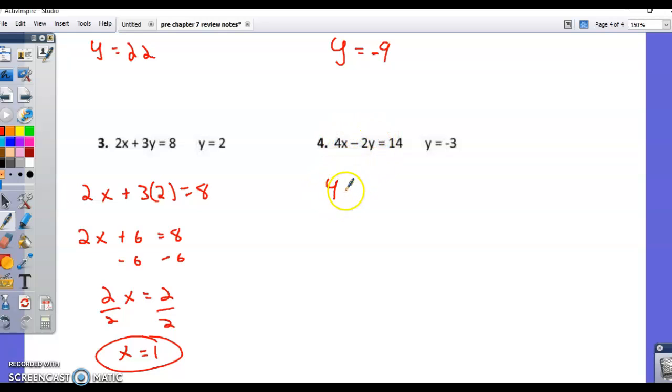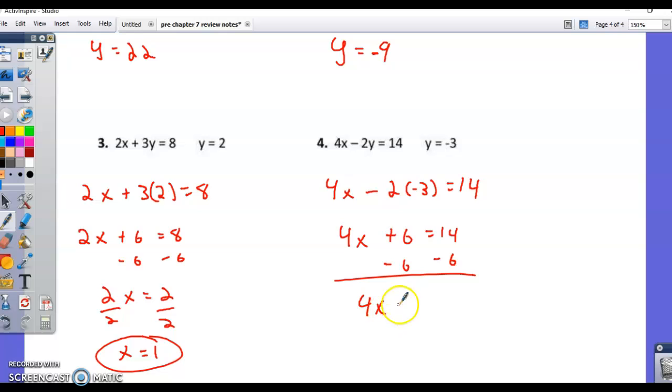And then here I give you y again here, so we're going to put that in for this y. So 4x, minus 2 times negative 3 equals 14. So we're going to simplify this part first. So again, we have our negative 2 times negative 3. So we want to make sure we type that into our calculator. That's going to give us a positive 6. All right, then we can subtract 6 from both sides, and we should be rolling from here. 14 minus 6 is going to give us 8, divided by 4, x equals 2.